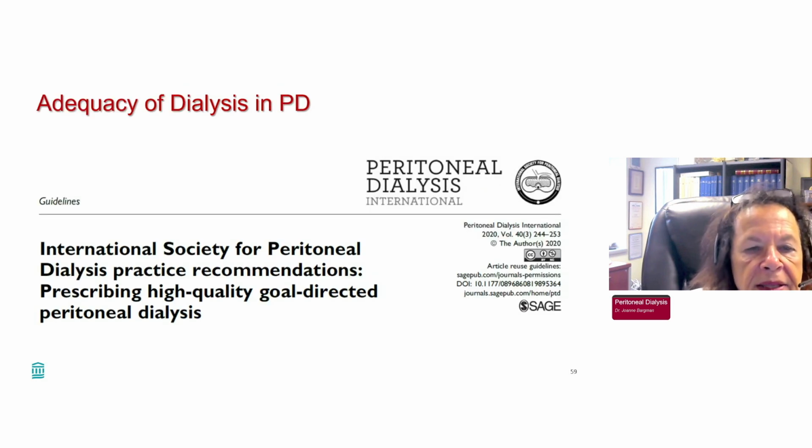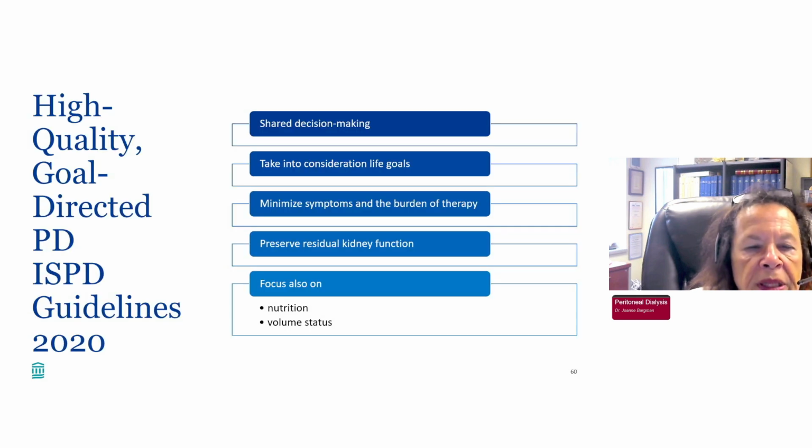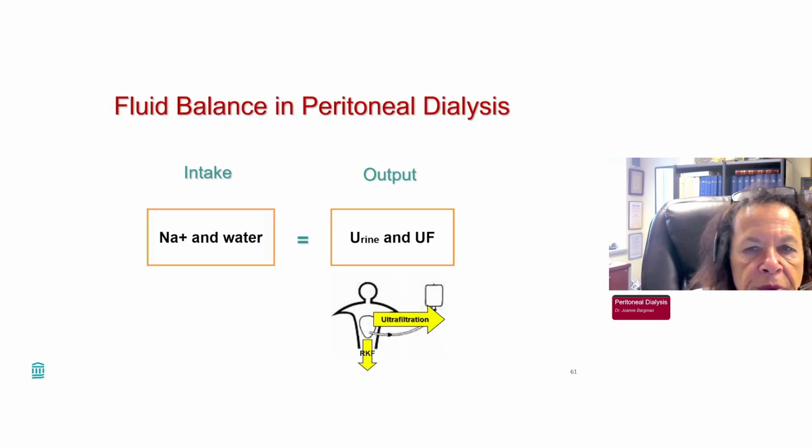So I'm happy to say that the latest iteration of PD adequacy from the International Society of Peritoneal Dialysis is much more on the ball, I think. And what they talk about is shared decision making, take into consideration life goals, minimize symptoms, and I would highlight minimize the burden of therapy, preserve residual kidney function, and don't forget about nutrition and, of course, volume status. And I really think that is the best approach to adequacy of PD, not Kt/V urea.